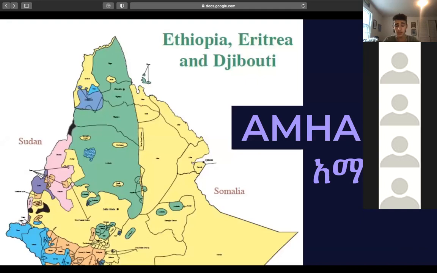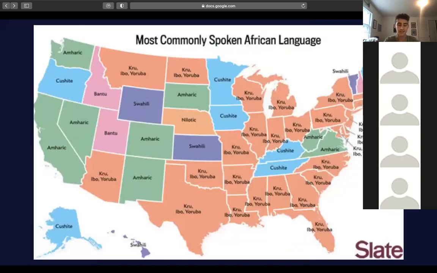So next, with 31 million native speakers and over 25 million second language speakers, is Amharic, spoken mostly in Ethiopia. It's shown in the green here. It is closely related to other Ethiopian Semitic languages, such as Tigrinya, in addition to Old South Arabian languages, some of which are still alive, like Mehri in Yemen and Oman. And another interesting fact is that Amharic is one of the most spoken African languages in the US.